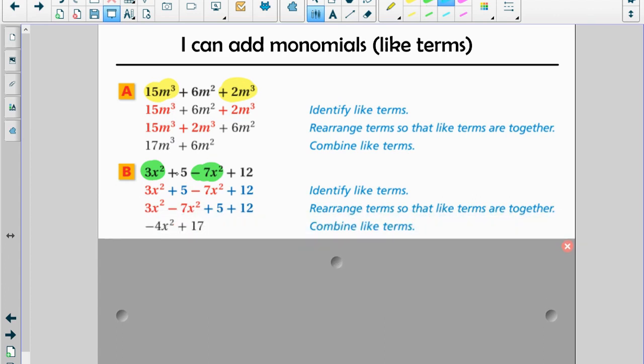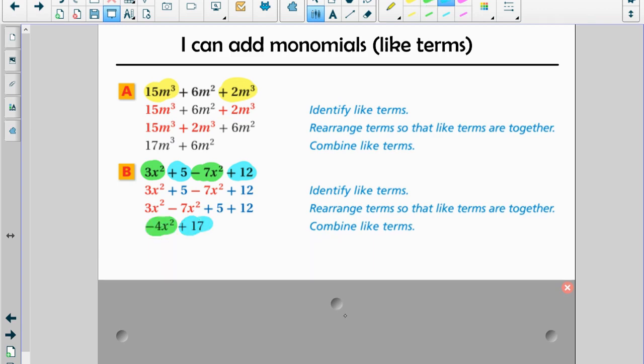And then we also have like terms as constant terms. Just regular numbers are still like terms too. So we can combine those by adding 5 and 12 together to get the 17. So we had negative 4x squared plus 17. So that's how we add monomials. It's really just like adding like terms.